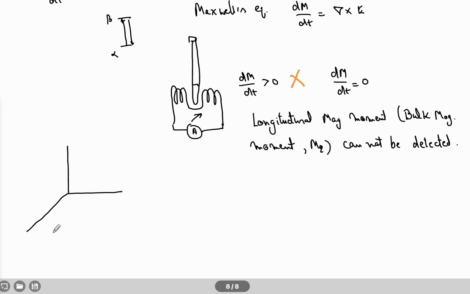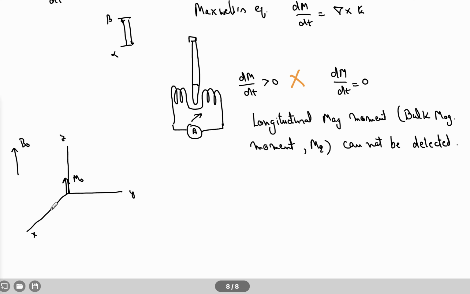So let us draw this again. So you have a right-handed coordinate system x, y, z, and I have M0, right? This is not necessary to draw every time, but let me just draw it. Okay. So now this bulk magnetization can be brought to the transverse plane by application of another field, which is an oscillating magnetic field orthogonal to B0.